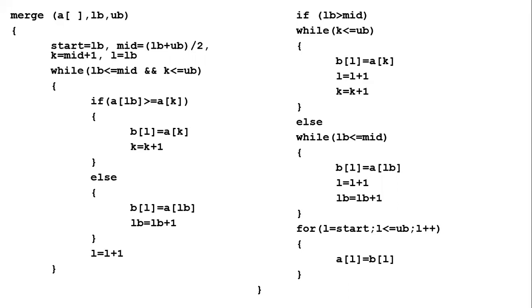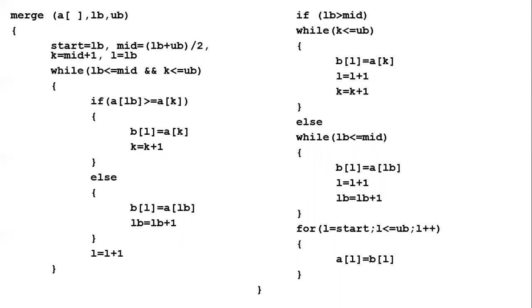K less than or equal to UB. So we have to check whether K less than or equal to UB. So yes, it is true. If it is true, then content of AK will come to BL and L will be incremented by 1. K also will be incremented by 1. So the 80 will be copied, the value of K is increased by 1, and also the value of L will be increased by 1. Now 90 will be copied and K also will be increased by 1 and L also will be increased by 1.